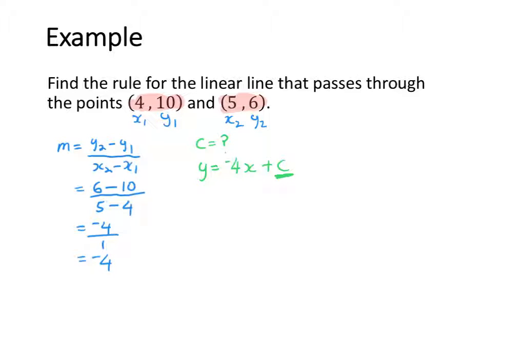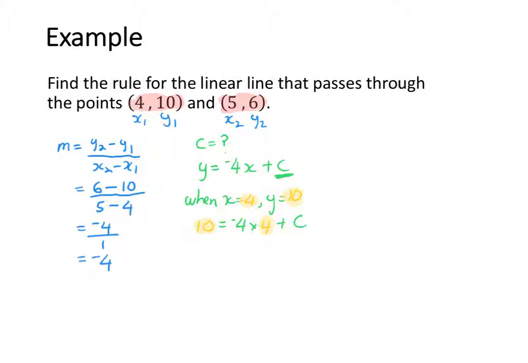So I need to find a value of x and a value of y to substitute in. I can do that by using one of my sets of coordinates. Either one will provide me with the same answer. So I'm going to choose to use (4, 10). I'm going to substitute in x is equal to 4, y is equal to 10 into the formula. So 10 is equal to negative 4 times 4 plus c.